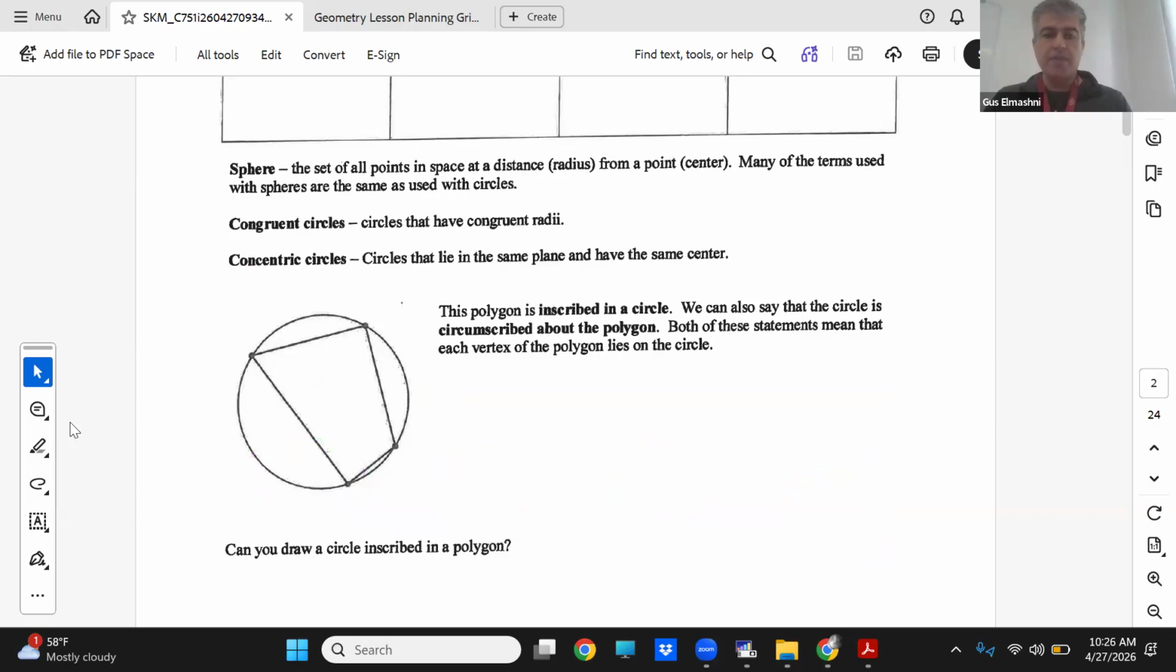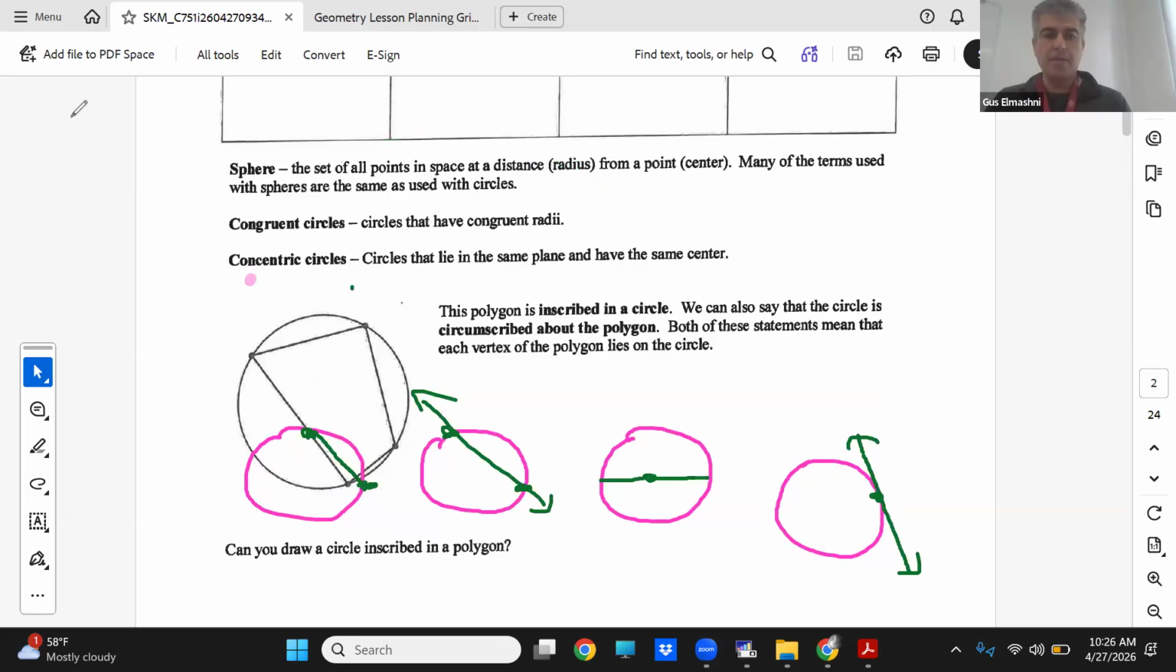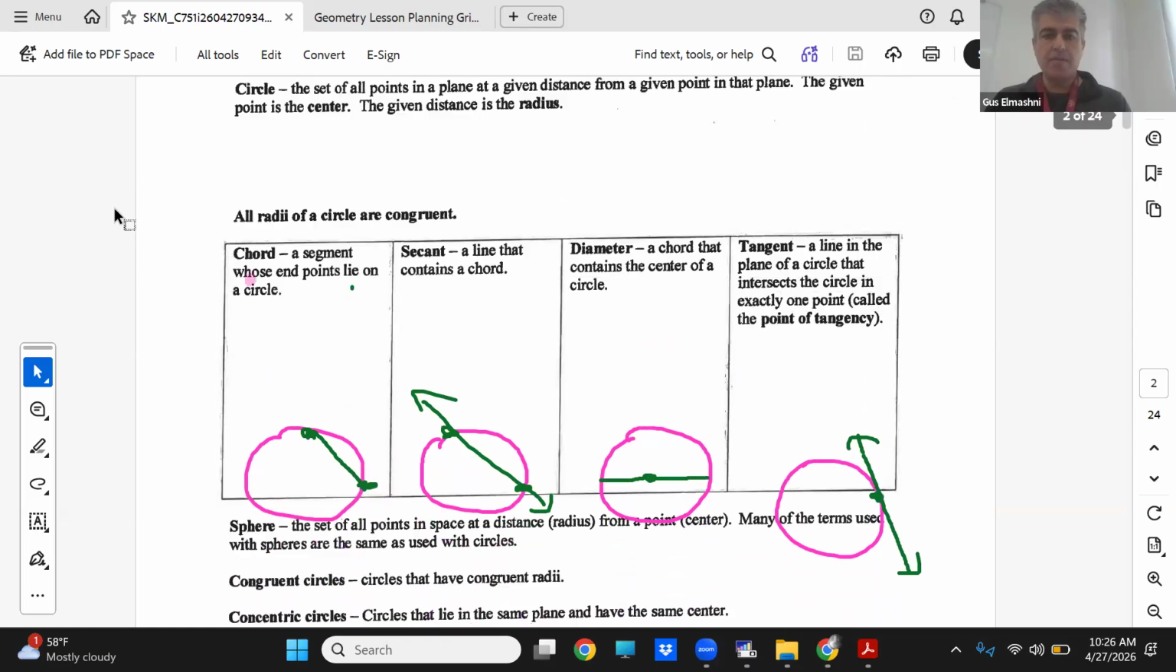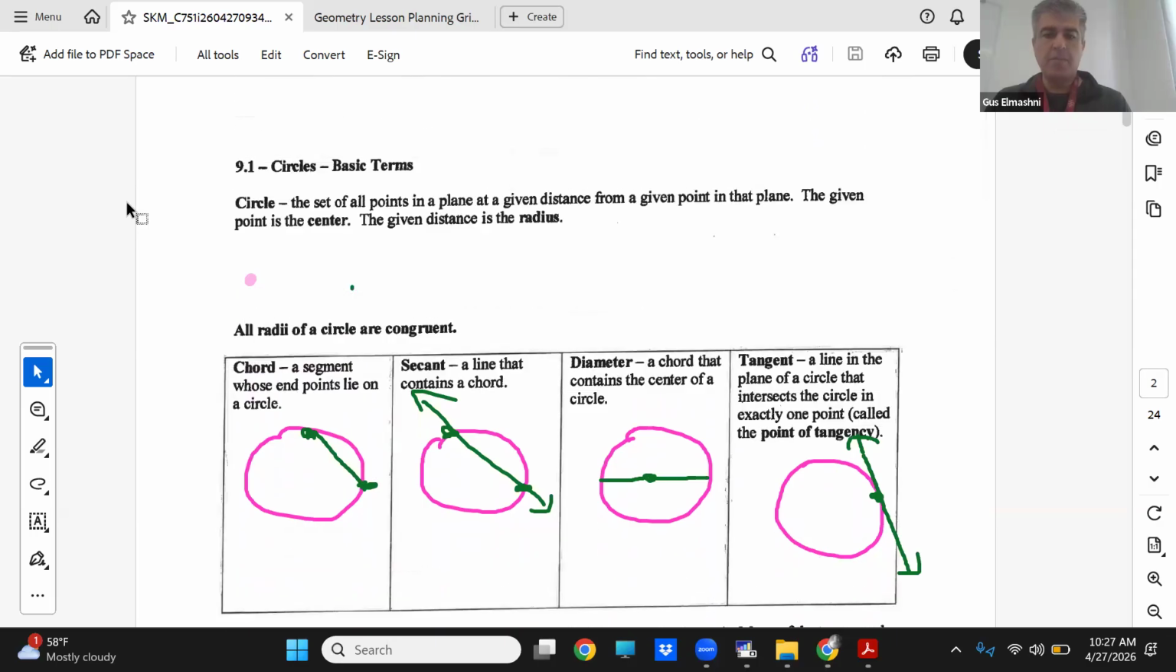So a sphere essentially is just, oh, do you need to go back? You guys need to... There you go. No worries. There we go.